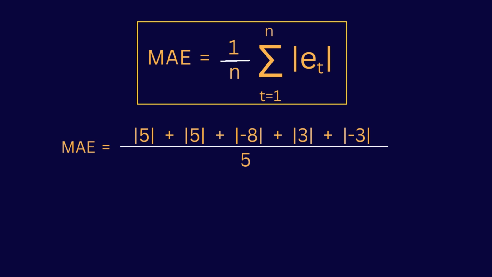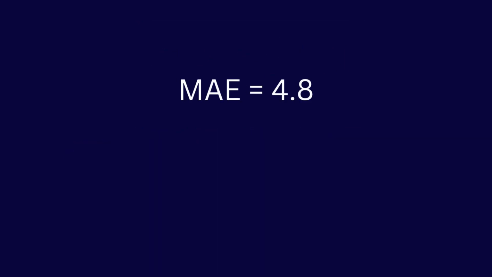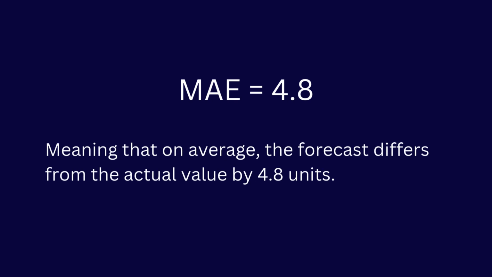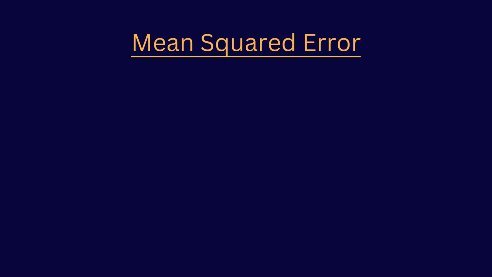So MAE equals 5 plus 5 plus 8 plus 3 plus 3 divided by 5, equals 24 divided by 5, equals 4.8. Our mean absolute error is 4.8, meaning that on average the forecast differs from the actual value by 4.8 units.